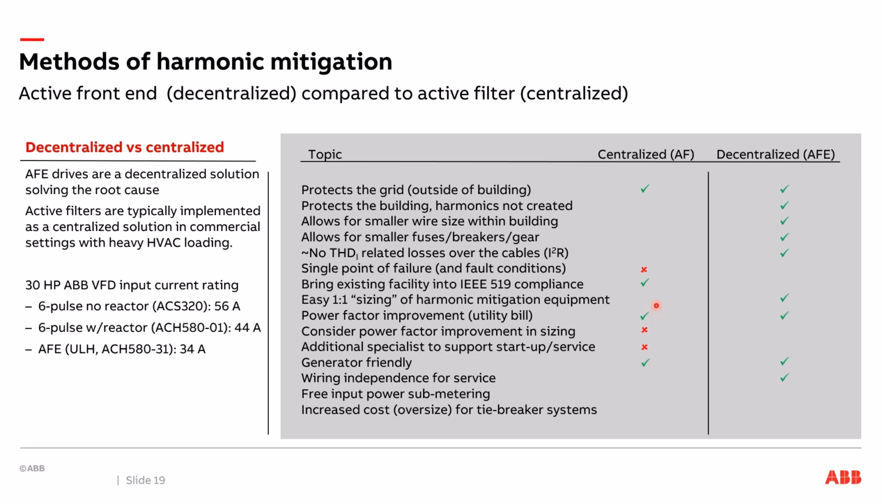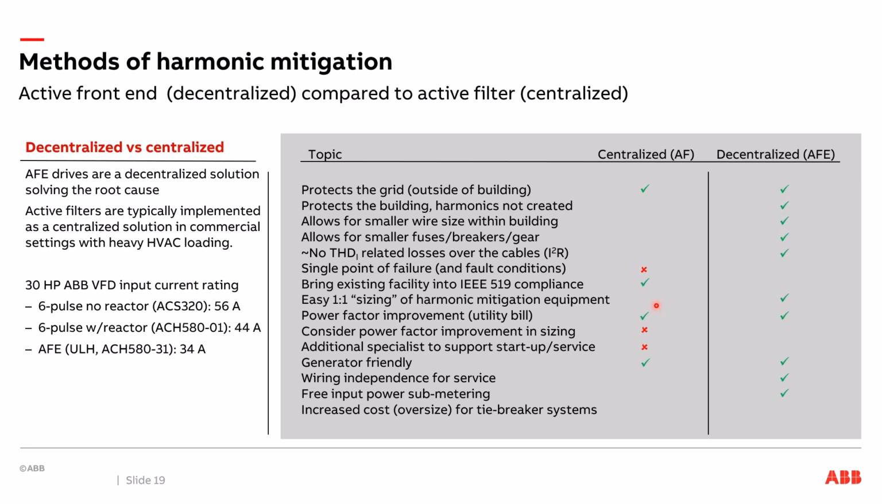Wiring independence for service, that one goes to the decentralized solution. I gave the example earlier about the CTs, where if I have a drive go down and it's got its own harmonic mitigation, yeah, that's that one drive goes down. Maybe I'm running it in bypass mode to keep that fan or pump running, but I'm really only impacting that one drive. If I have a centralized solution component go down, now I could potentially lose all of my harmonic mitigation that's going on for the entire facility, and now I could start having a lot of issues, especially if I had that worst case scenario where my active filter was down and I needed to go to generator power, that's where you're going to have problems.